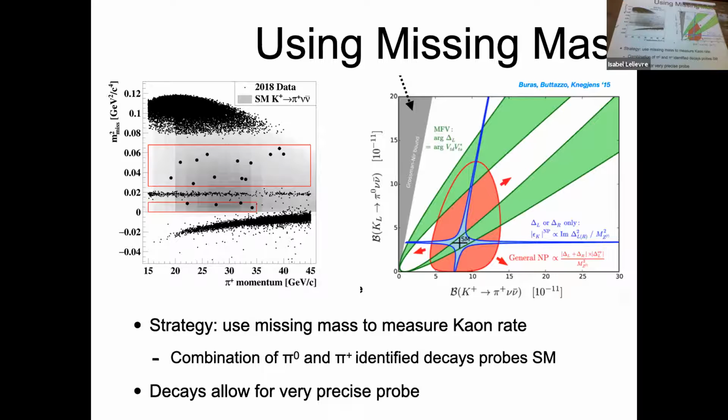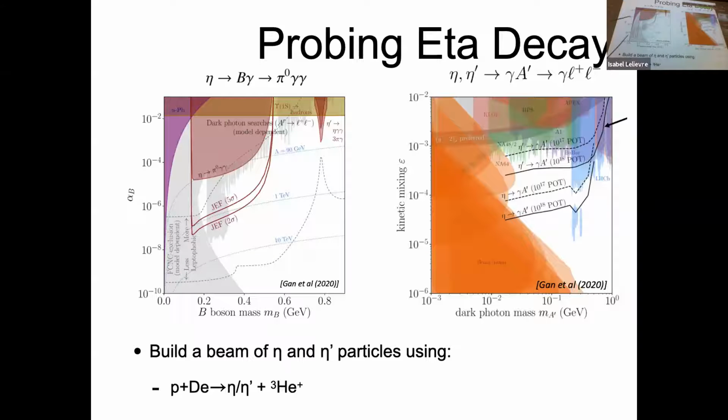I'll keep going, but NA62 came out very recently with a new result, and they actually start to see the standard model process of charged kaons decaying to pions and neutrinos. You can see a few events already, and they're actually putting very strong bounds with it. So it's an exciting time for NA62. They're going to make a very definitive statement about this branching ratio very soon. That result is from this year.